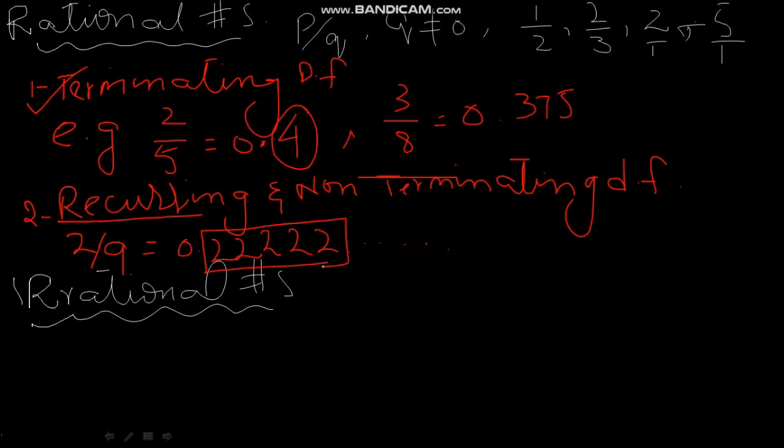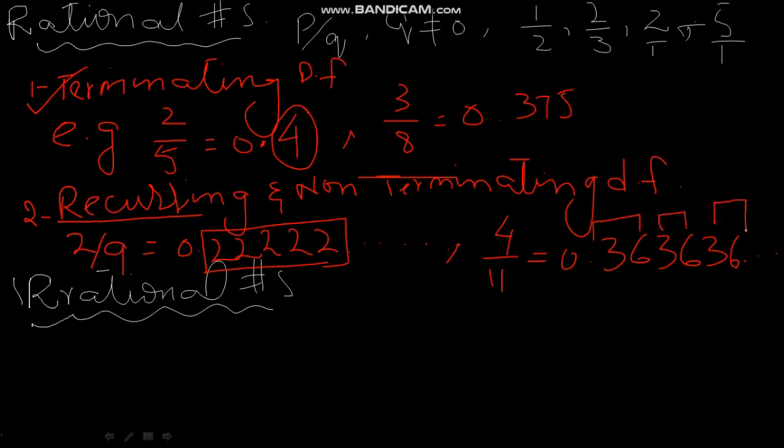Let's take another example where the specific pattern is repeating itself, like 4/11 is equal to 0.363636 and so on. So the specific pattern is repeating itself. Pattern क्या है? 3 फिर 6 फिर 3 फिर 6 फिर 3 फिर 6, और आप इसे again and again आगे तक चलते जाएंगे, ये आपका 3 6 ही रिपीट होता जाएगा.